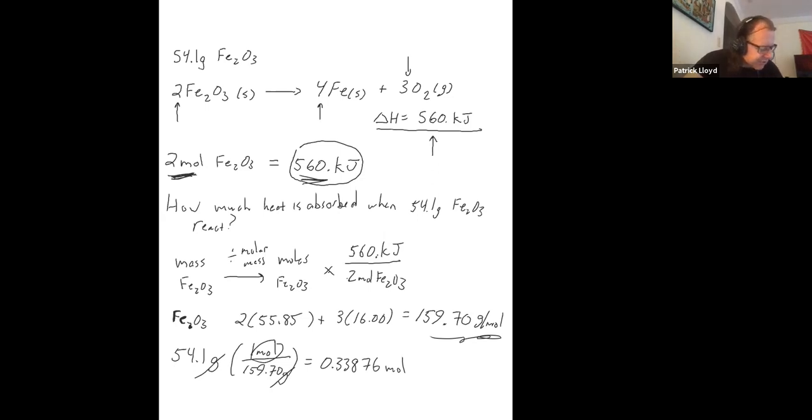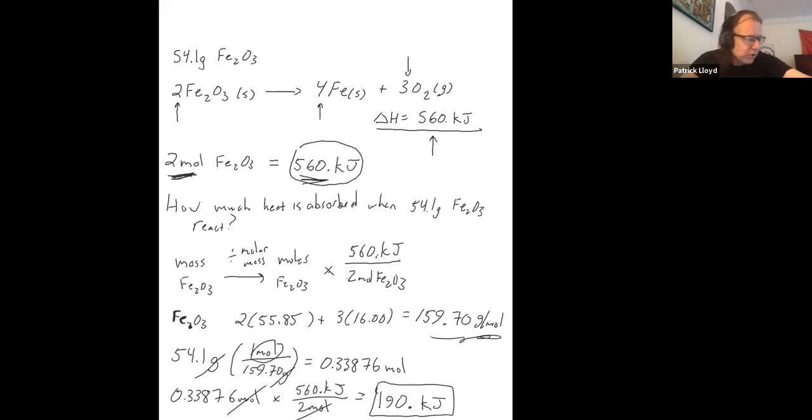is absorbed. So the last step would be 0.33876 moles, and then we're going to multiply that by 560 kilojoules per 2 moles. Okay, there your moles cancel, and so times 560, 3 significant digits, so 190. And that's kilojoules. And that's most likely going to be in the form of heat absorbed.